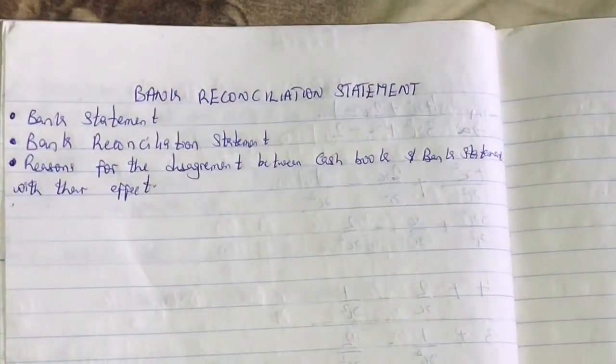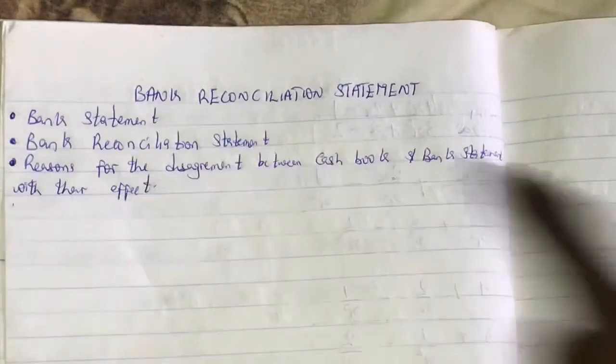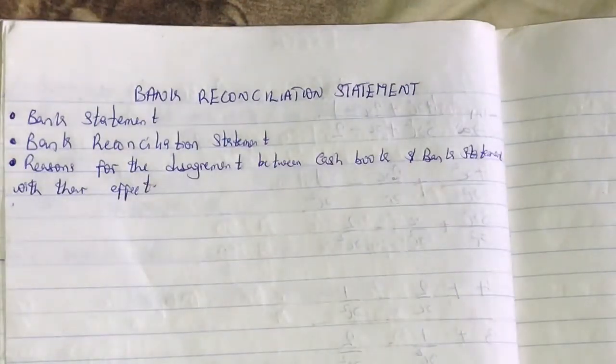So when there's a difference between the balances, there's a need for reconciliation. That brings me to the bank reconciliation statement. A bank reconciliation statement can be defined as the statement that is prepared to reconcile the disagreement between the cash book and the bank statement. The reconciliation is necessary in order to test the accuracy of the posting in the cash book by reconciling the balance of the cash book with that of the bank statement.